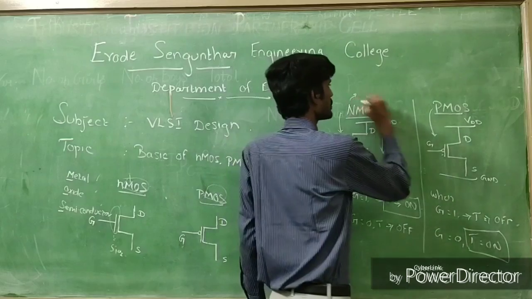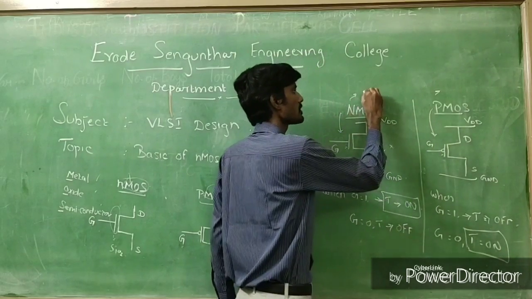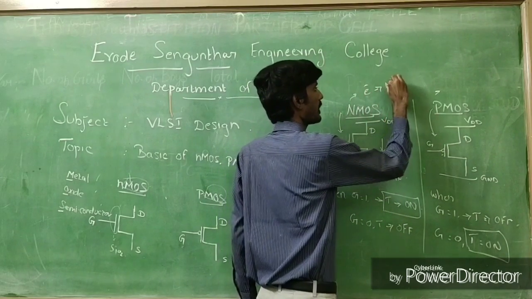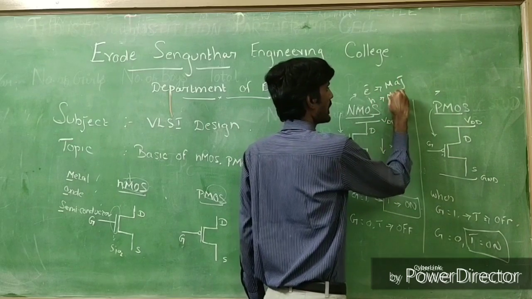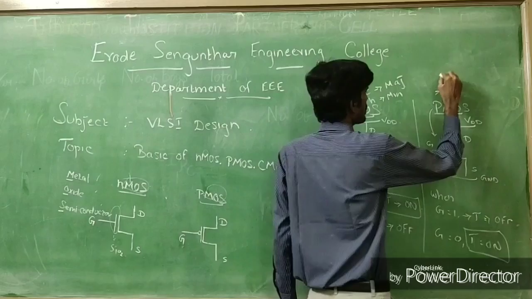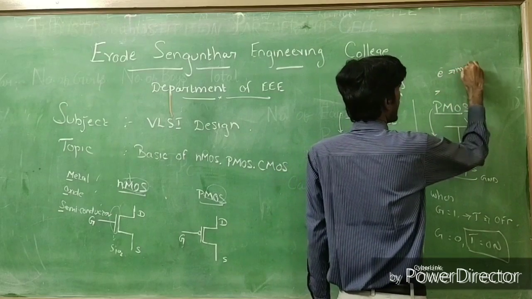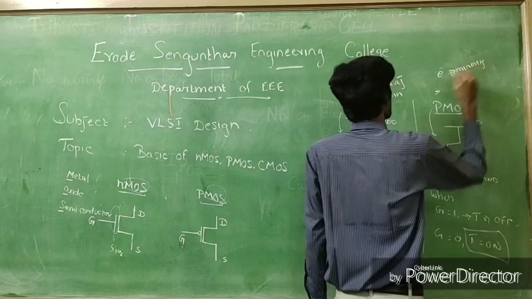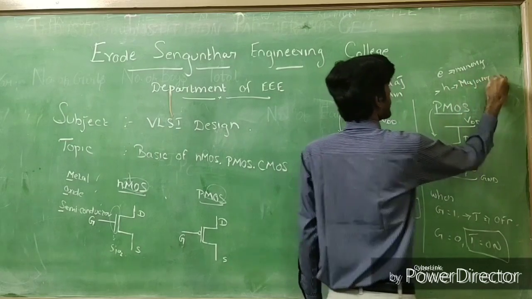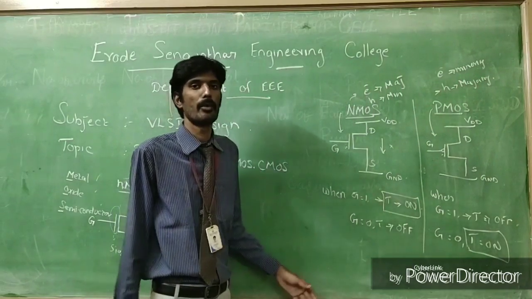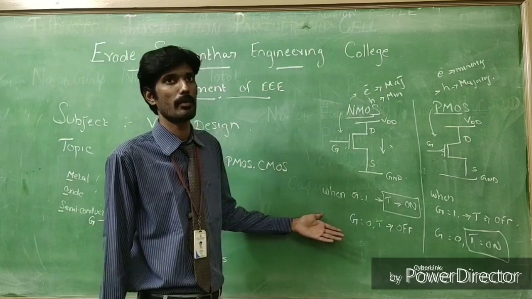So what are NMOS and PMOS? Already I said that in NMOS, electrons are the majority carriers and holes are the minority carriers. For the PMOS, electrons are the minority carriers and holes are the majority carriers. So these are the properties of the NMOS and PMOS.